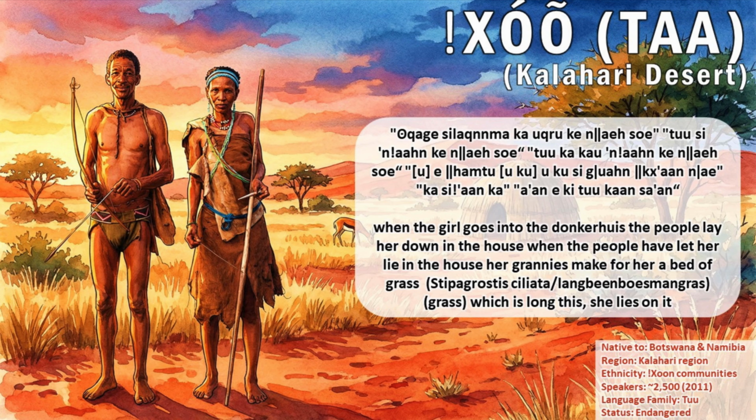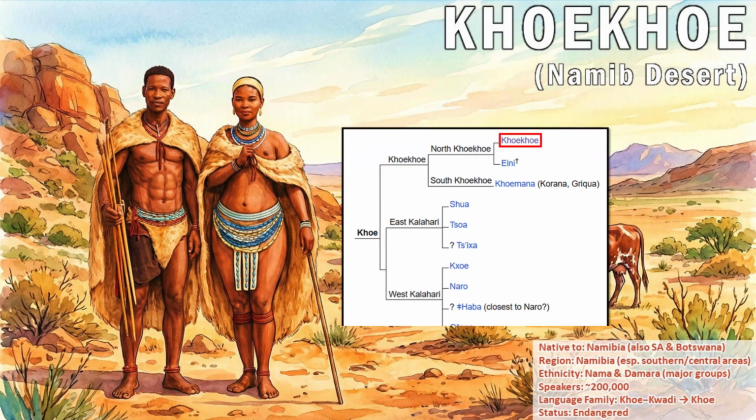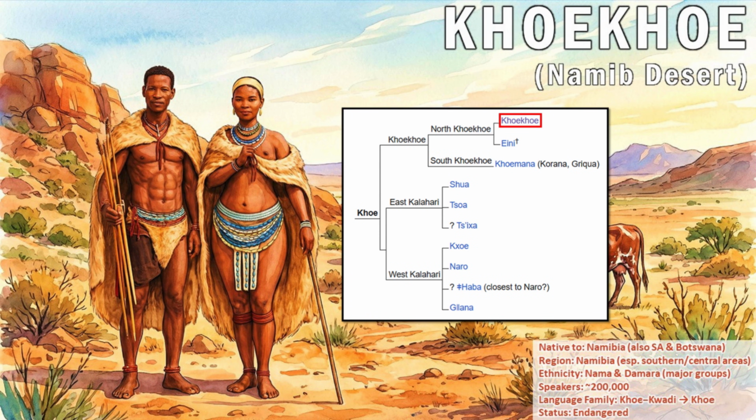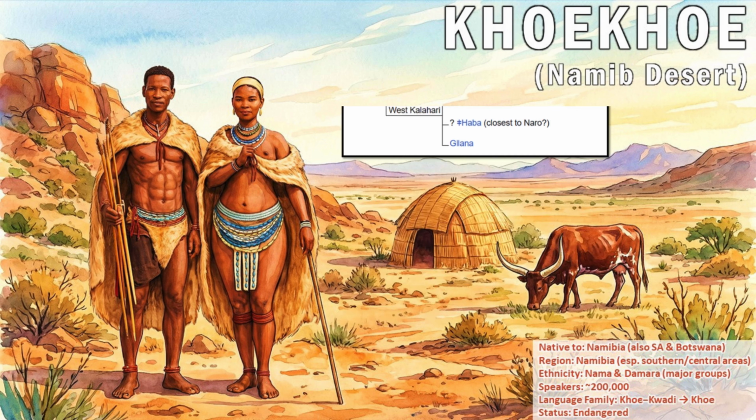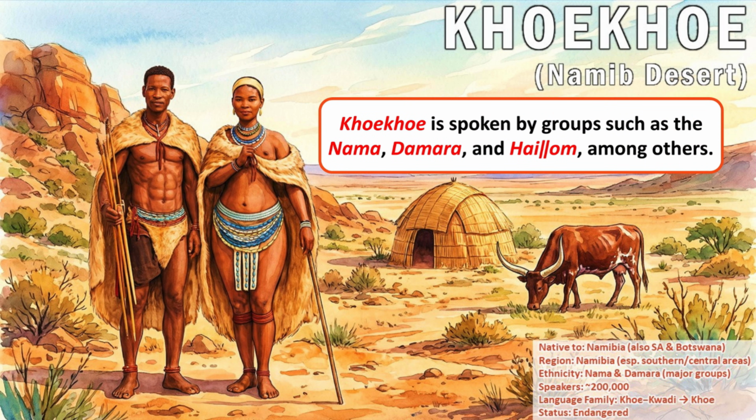Kasi ka. Gitu kasa. Next up is Khoekhoe, also known as Khoekhoe Goab, and often associated with Nama, Damara communities. It's native to Namibia, and also spoken in parts of Botswana and South Africa, with a strong presence especially in Namibia, including Nama areas and other regions. Khoekhoe is spoken by groups such as the Nama, Damara, and Xóõ, among others.